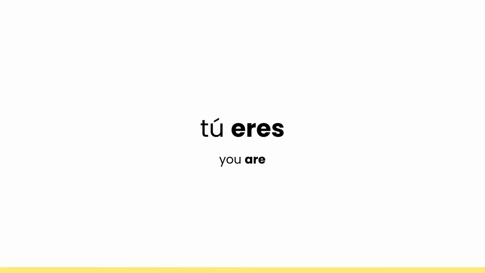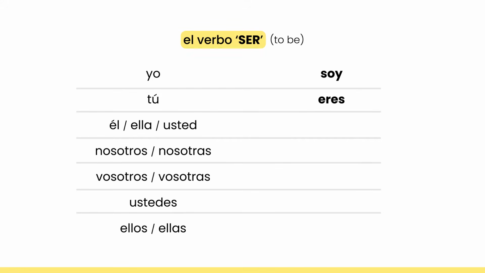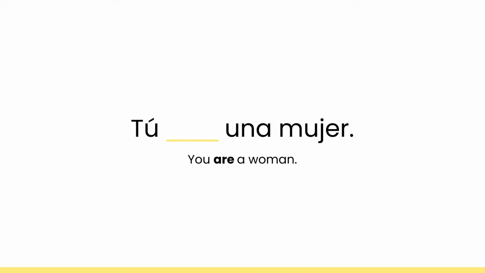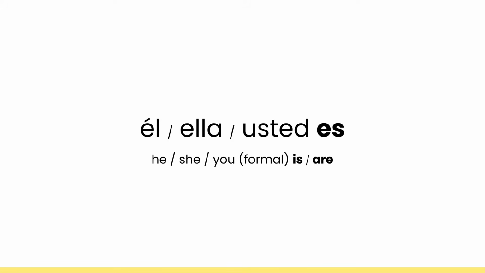You are. Tú eres. And as you can see, the conjugation changes a lot. So we go from soy in the I form to eres in the you form. So this verb is very irregular. Alright, then as an example, you are a woman, again, characteristic, is Tú, una mujer. Tú eres una mujer. You are a woman. Alright, then the he, she, and you formal conjugations.